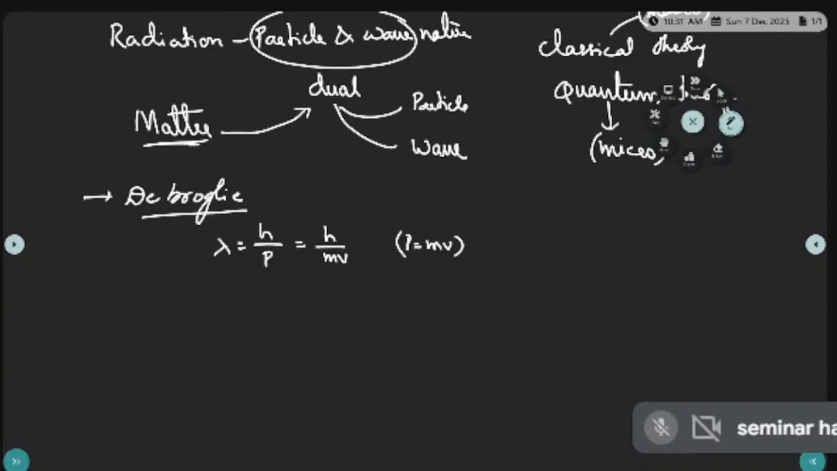How did he give this relation? For giving this relation, he proposed two hypotheses. According to De Broglie, the entire universe contains only two things: matter, including radiation. Entire universe contains matter and radiation. That is the first statement. And the second statement: whatever things are there in the universe, between them there exists symmetry.